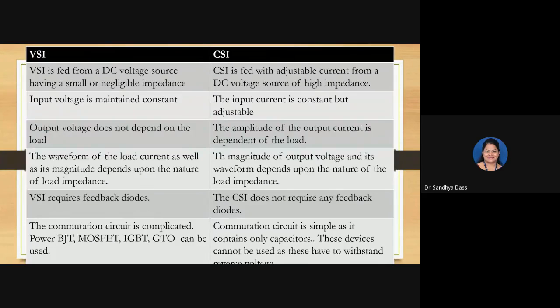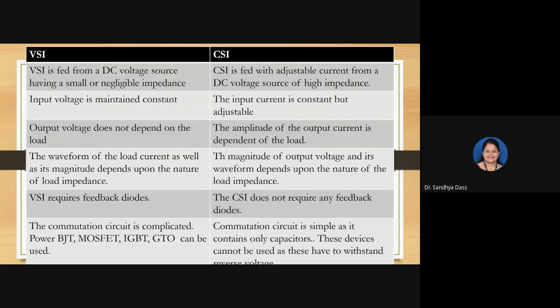So here the commutation circuit is complicated because of the different range of voltages. The semiconductor devices also should be adjustable for different range of voltage, and to turn off them you need a separate commutation circuit. So that's why it is complicated here.